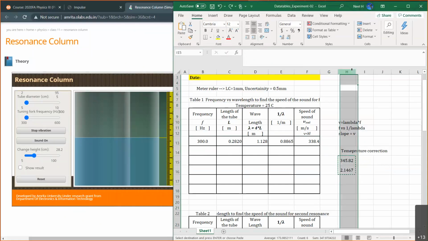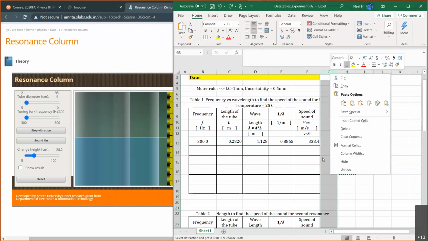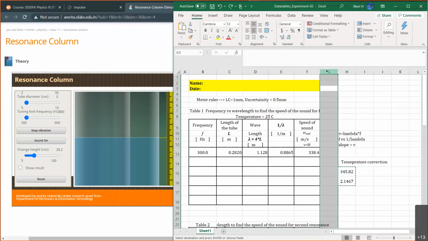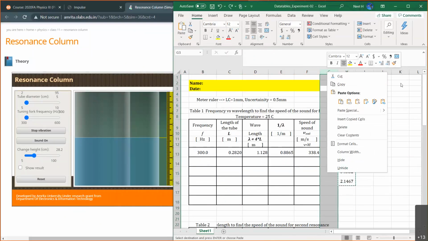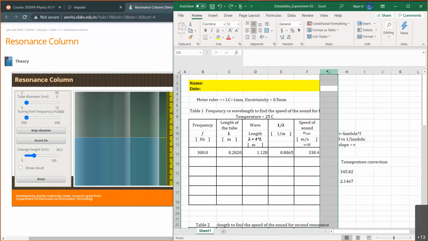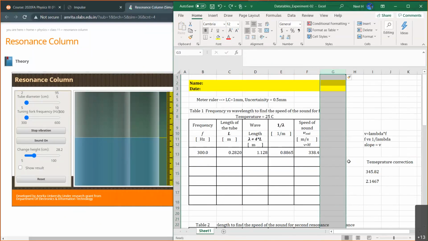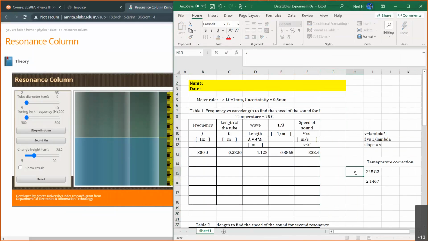Wait, let me write down that equation here, okay? This is the temperature correction equation we used in class some time ago. This is V expected, I will write V with expected value in parentheses, or you can say standard value, and then this is the percentage error with that, okay?